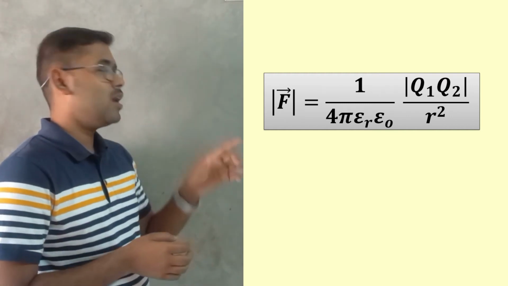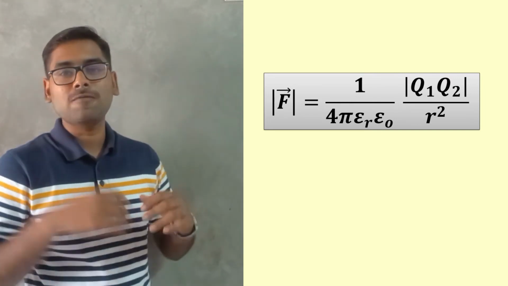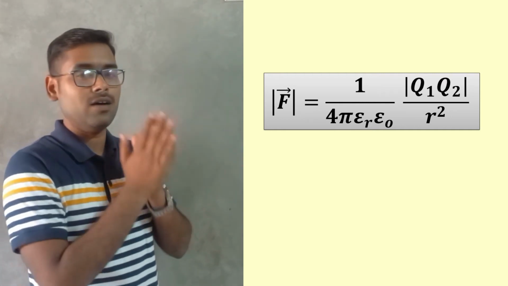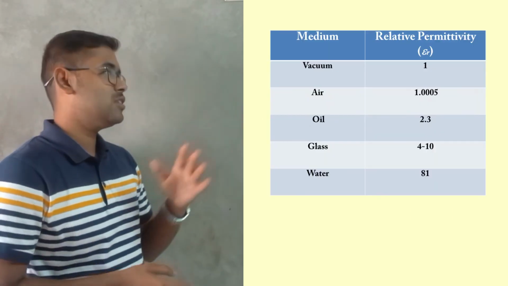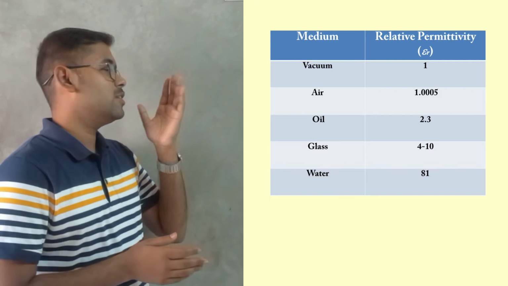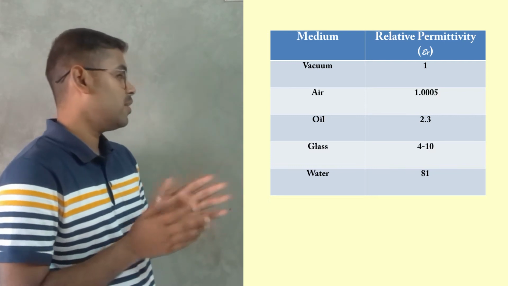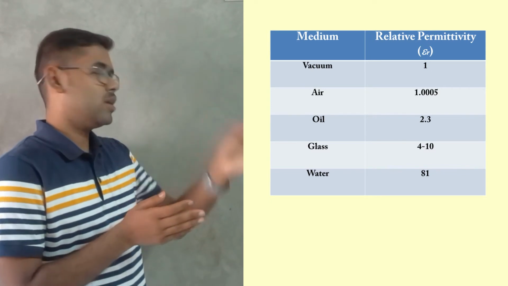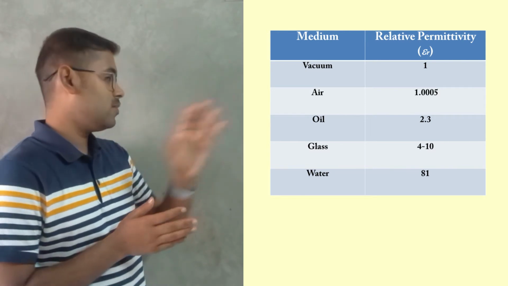The value of epsilon r will be minimum when the medium is space or vacuum. So epsilon r for vacuum or space is 1, and that is the lowest value of epsilon r. For all other mediums, the value of epsilon r is greater than 1. Here we have a table which gives the relative permittivity for some important mediums. For vacuum, as I said, it is 1, and for air it is very close to 1 but not exactly 1: it is 1.0005. For oil it is 2.3, and for glass it lies between 4 and 10, since it differs for different kinds of glass.